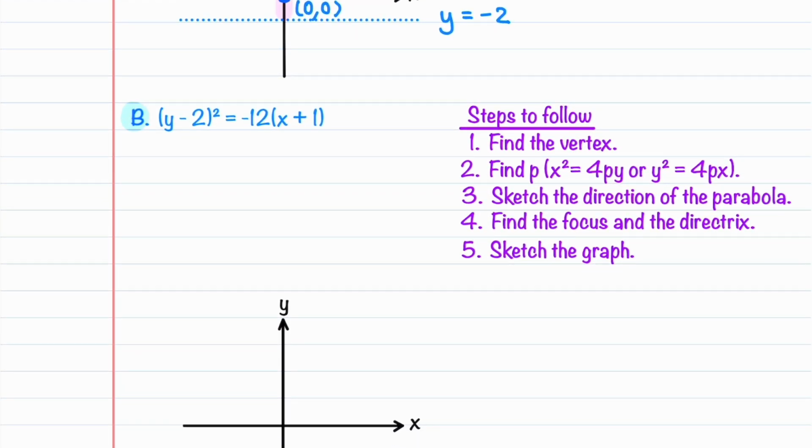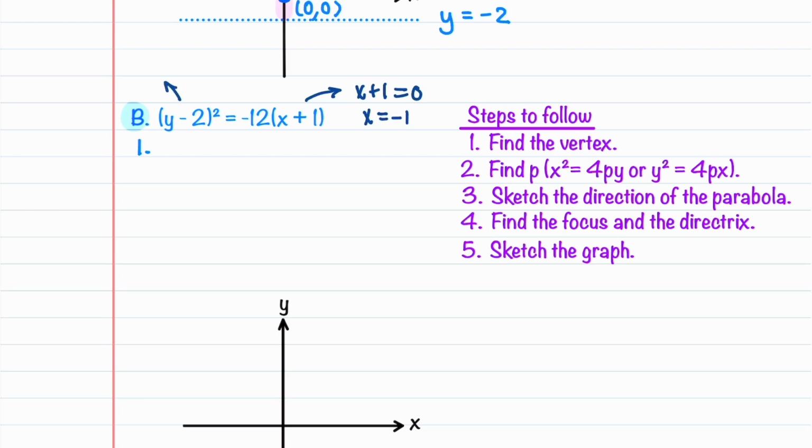Part B is more complicated because its vertex is not going to be at the origin. Let's go ahead and walk through our steps. Our first step is to find the vertex. To find the vertex, you can take the x plus 1 and set it equal to 0, and then we get x is equal to -1.